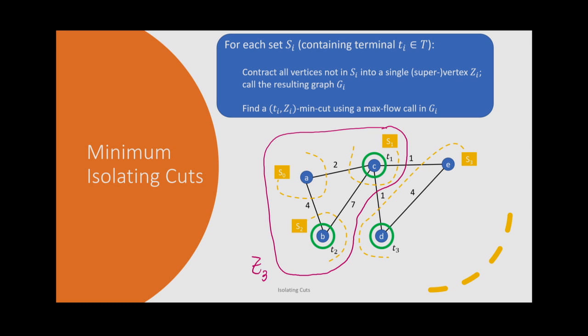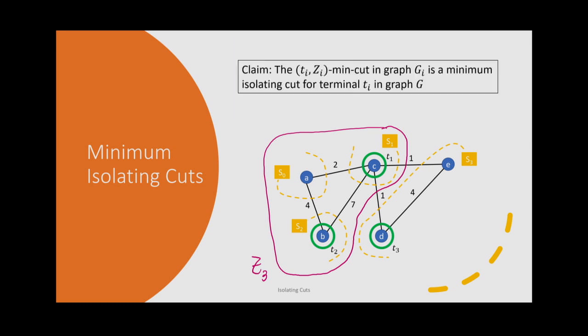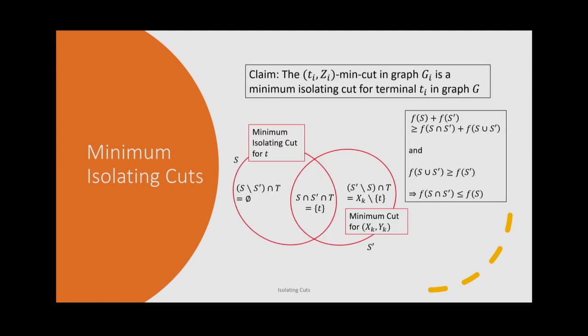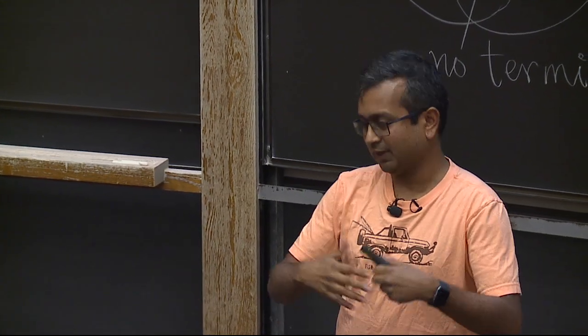All right, so why does this work? I mean, I'm doing some funny thing at the end. Why doesn't that destroy my minimum isolating cut? Again, the proof is very simple. So the claim, of course, is that the Ti-Zi min cut is indeed the minimum isolating cut for terminal Ti. So why does it work? So again, instead of looking at the board, let's go here. So why should it not work? Well, the reason it may not work is because in the process of contracting all these vertices into Z sub i, I might have destroyed my minimum cut, the isolating cut.